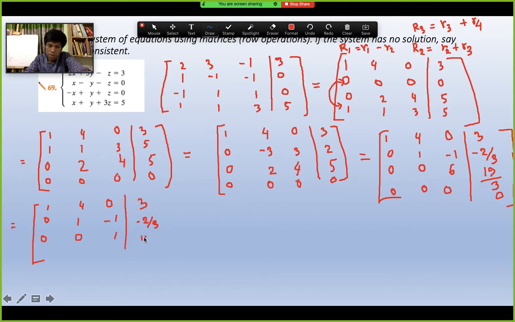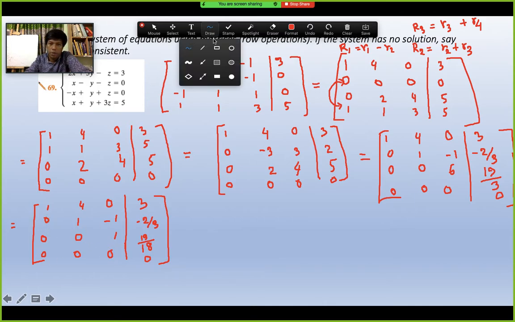19 divided by 6. If you divide it by 6, that means there is 6 here. 3 into 6 means 18. Then this part here is 0, 0, 0, and there will be another 0 here. Now this form is in the row echelon form, and this looks perfect, and we can try for our solution. So this line is the z line.